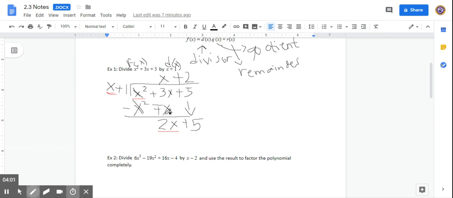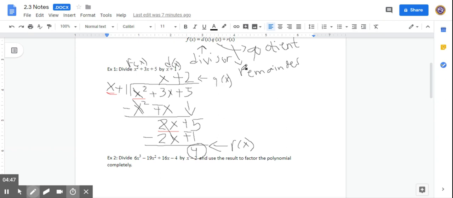And notice I'm lining up all of my x's, all of my x squareds, and all of my numbers. You want to keep everything in order. So 2 times x is 2x. And 2 times 1 is positive 2. And here is where we subtract. The 2x's cancel out. And I get 5 minus 2 is 3. So now this number is my remainder. So this is r of x. The answer we got on the top is the quotient, so that is q of x.